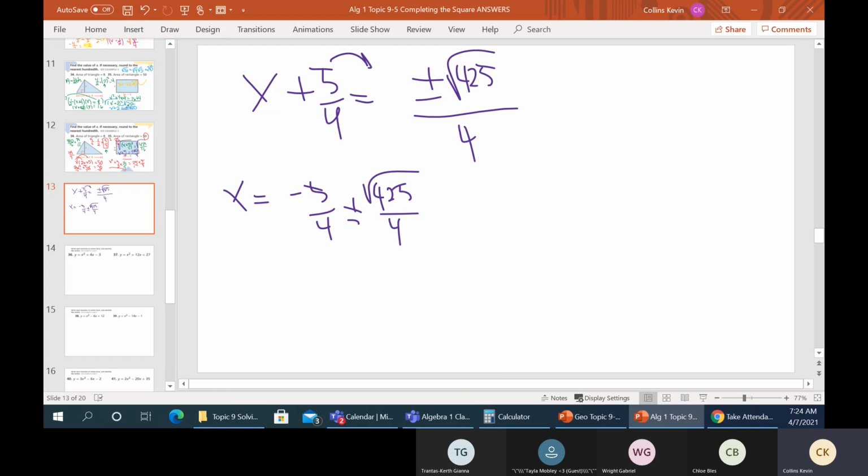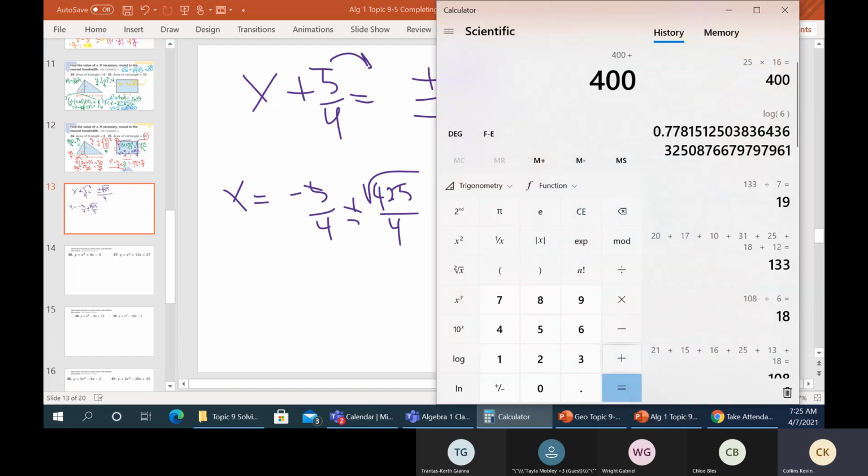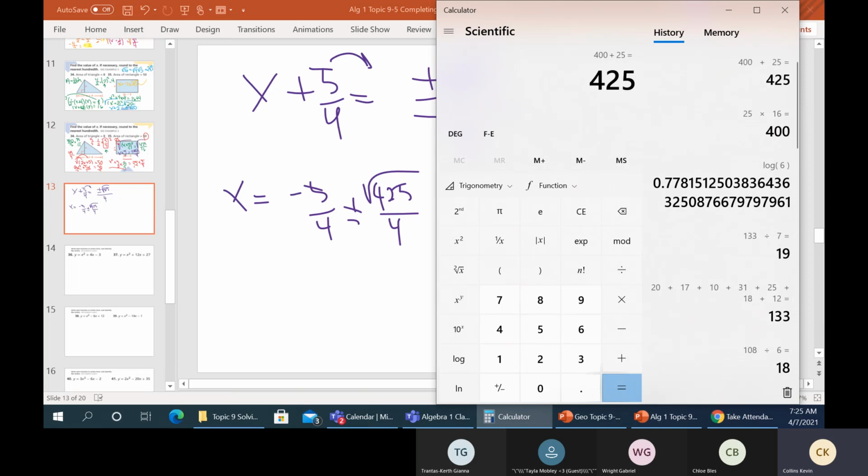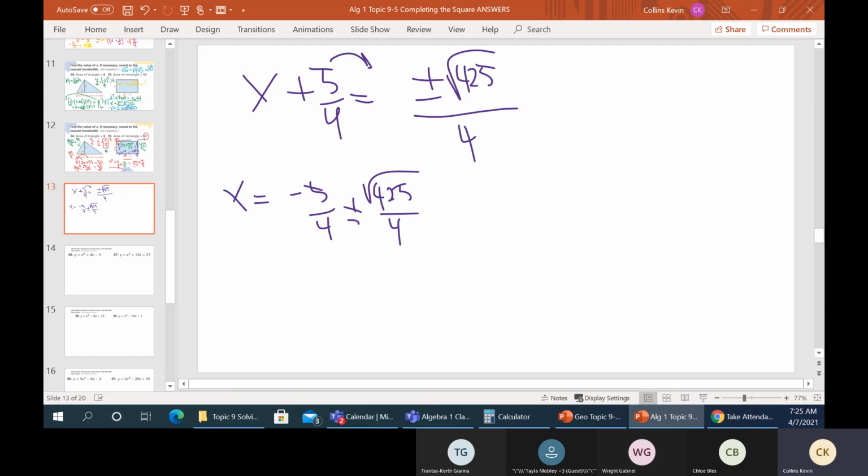Well, we know 25 is a perfect square. So if we do our calculator here, we need to divide by 25. So we have 425, we divide him by 25, we get 17, okay? So let's do a little side calculation here. The square root of 425 is equal to the square root of 25 times the square root of 17. And we know the square root of 25 is just 5. So this will be 5 times the square root of 17.